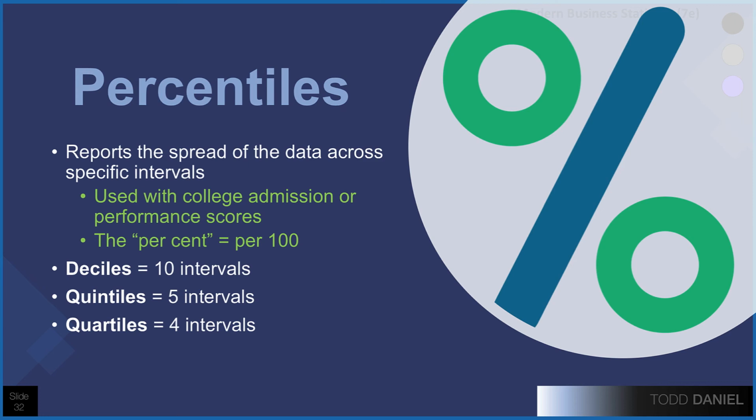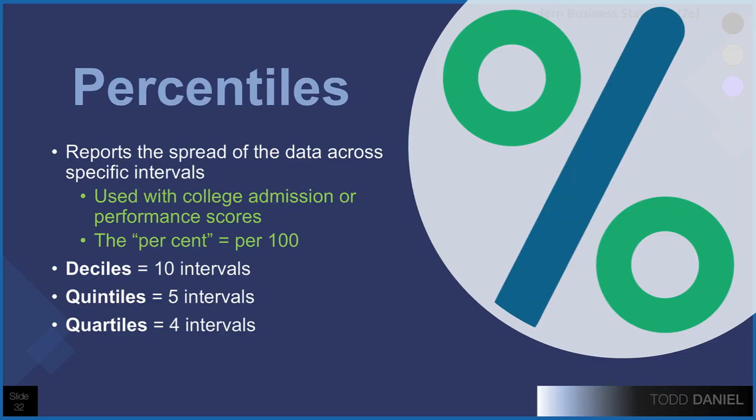They're often used with measures like college admission scores or performance scores, in which we want to say that a given individual or job applicant has scored at the 45th percentile or the 81st percentile or the 99th percentile. This gives us a way of measuring relatively where they fall against all other students or all other job applicants.